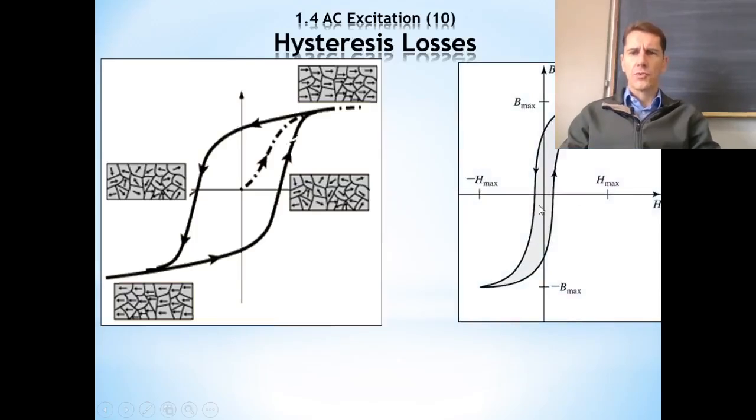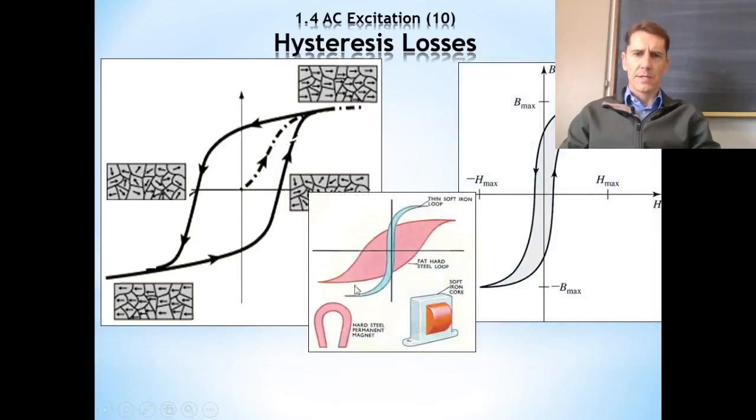So for our transformers and motors, we want a very thin BH curve so that the area is thin. So thin soft iron, if you're going to use a motor or transformer, or a very wide BH curve if you want to use a permanent magnet. You don't want your permanent magnet to lose its magnetism, so you want a lot of effort to be required to get rid of the magnetism.